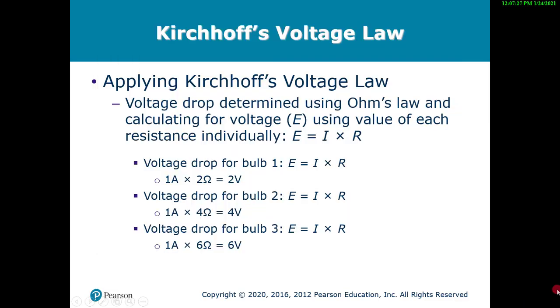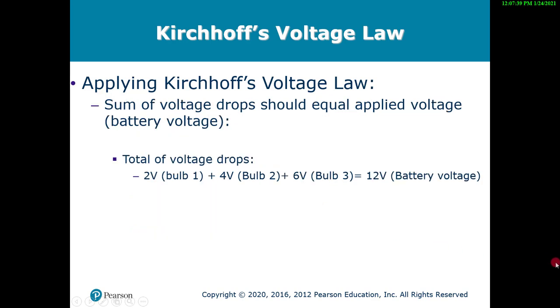So if we go back to our presentation, now that we know this and we've confirmed this, that bulb 1 is 2 volts, bulb 2 is 4 volts, and bulb 3 is 6 volts, we're going to use Kirchhoff's law to prove out that adding the voltage drops will equal our applied voltage. 2 volts plus 4 volts plus 6 volts equals 12 volts. As he stated in his law, the sum of the voltage drops should equal the applied voltage, and that is true of a series circuit.